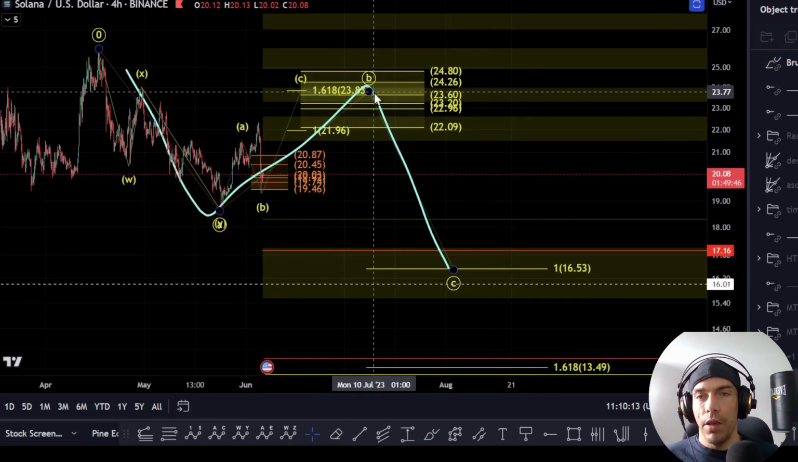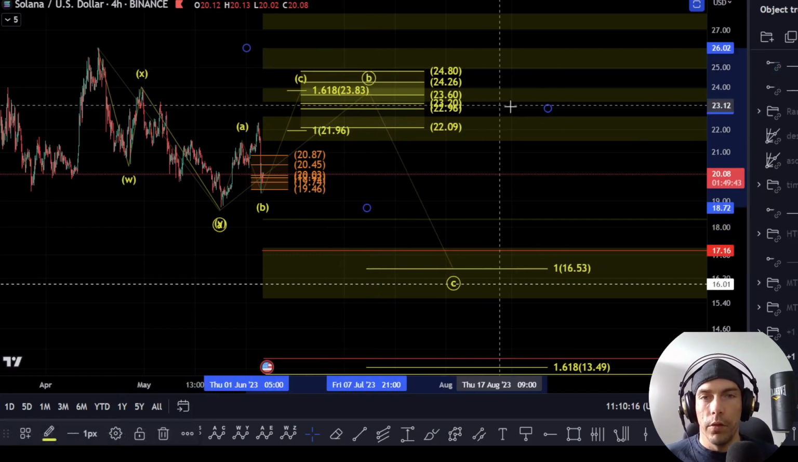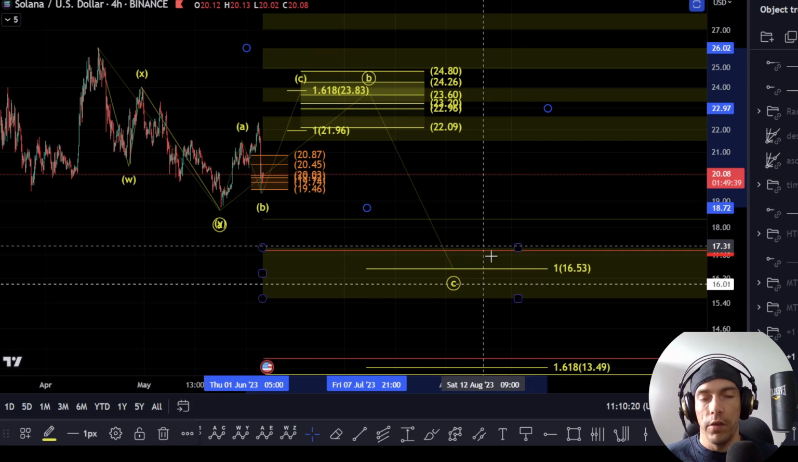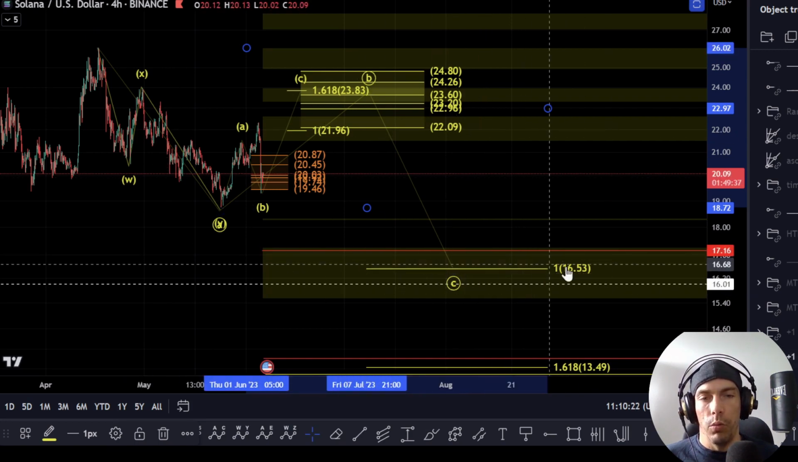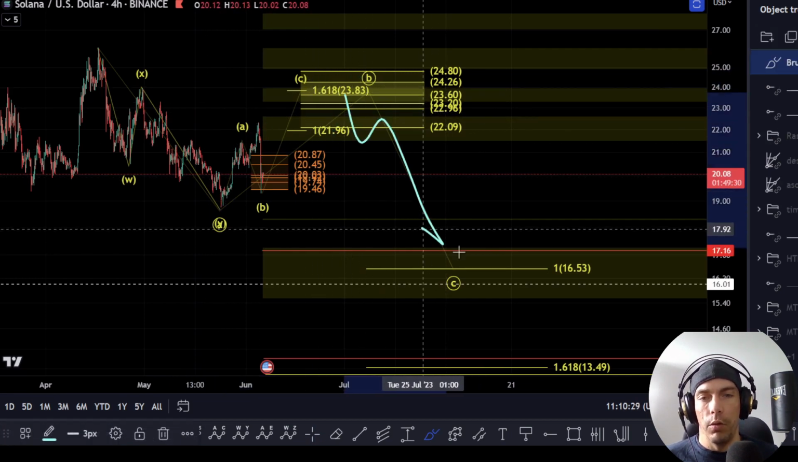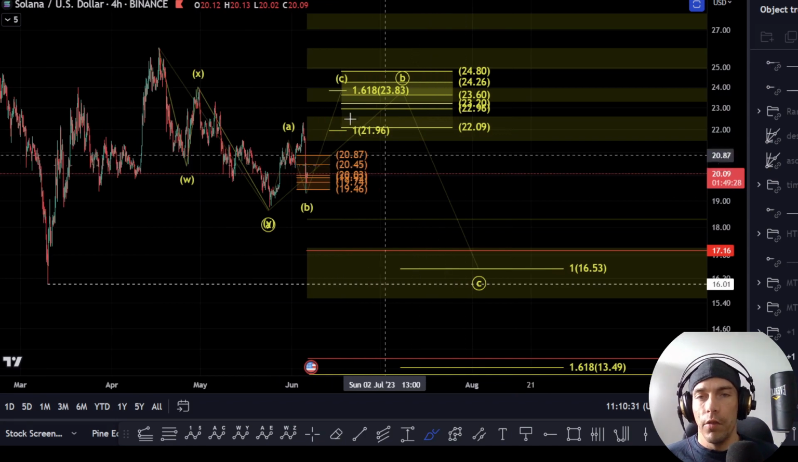Now, if we did get a push up here towards this 0.618 level, which is sitting here at this 22.96, what we could see is a C wave come down towards this 16.53. So any kind of 3-wave move to the upside, I would be cautious of, because this could actually mean that we look to actually break down afterwards. So this is going to be the key thing here.